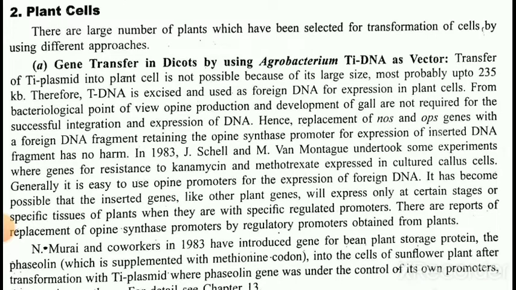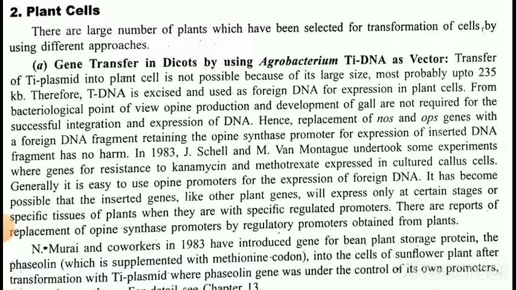There are a large number of plants which have been selected for transformation of cells by using different approaches. A. Gene transfer in dicots by using Agrobacterium Ti DNA as vector. Transfer of the Ti plasmid into a plant cell is not possible because of its large size, most probably up to 235 kilobases. Therefore, T-DNA is excised and used as foreign DNA for expression in plant cells. From a bacteriological point of view, opine production and development of gall are not required for the successful integration and expression of DNA. Hence, replacement of nos and ocs genes with a foreign DNA fragment retaining the opine synthase promoter for expression of the inserted DNA fragment does no harm.